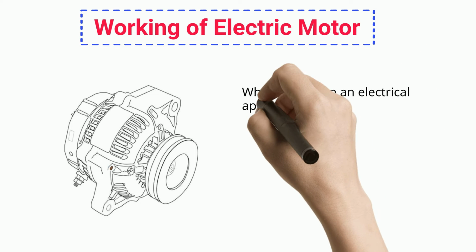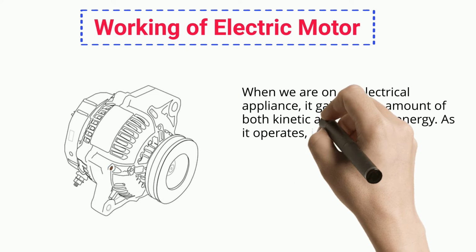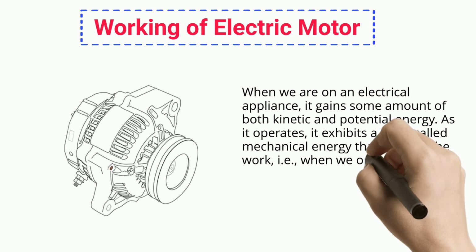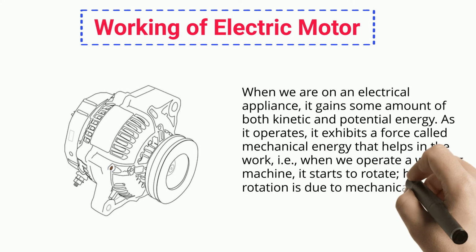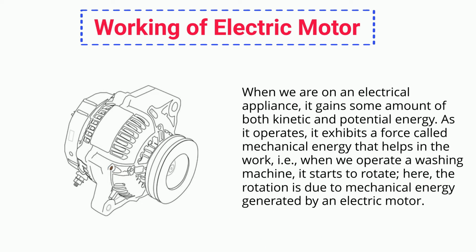When we turn on an electrical appliance, it gains some amount of both kinetic and potential energy. As it operates, it exhibits a force called mechanical energy that helps in the work, i.e., when we operate a washing machine, it starts to rotate. Here, the rotation is due to mechanical energy generated by an electric motor.